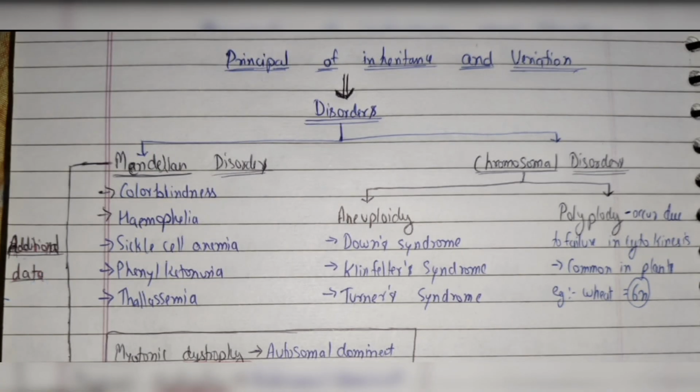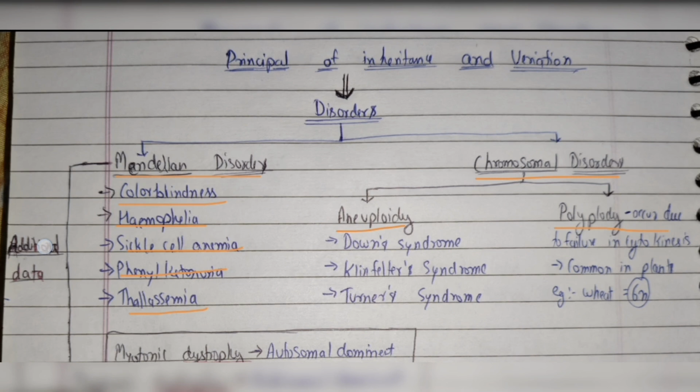Hello everyone, let's start today's lecture on principles of inheritance and variation, Mendelian disorders and chromosomal disorders. So Mendelian disorders would contain color blindness, hemophilia, sickle cell anemia, phenylketonuria and thalassemia, while the chromosomal disorders would have basically two types, aneuploidy and polyploidy.